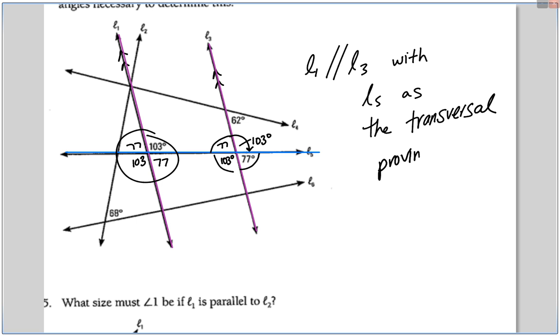Proving this fact. Okay, this is the symbol for parallel.